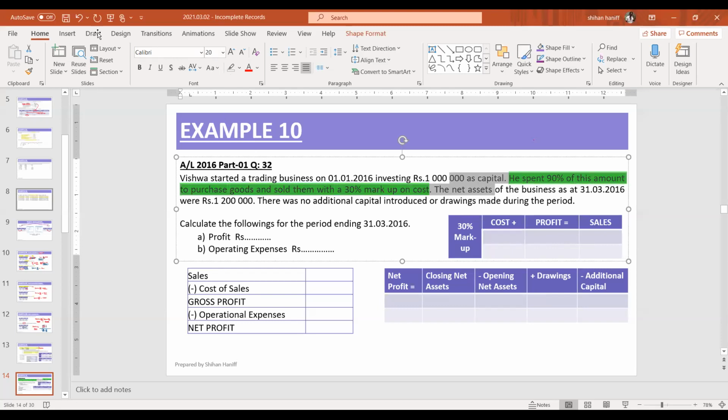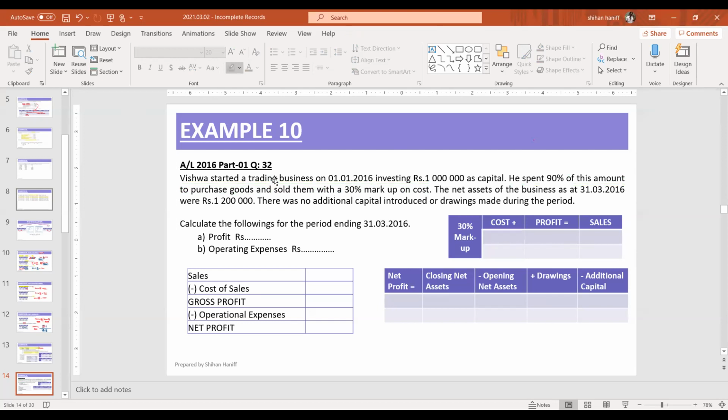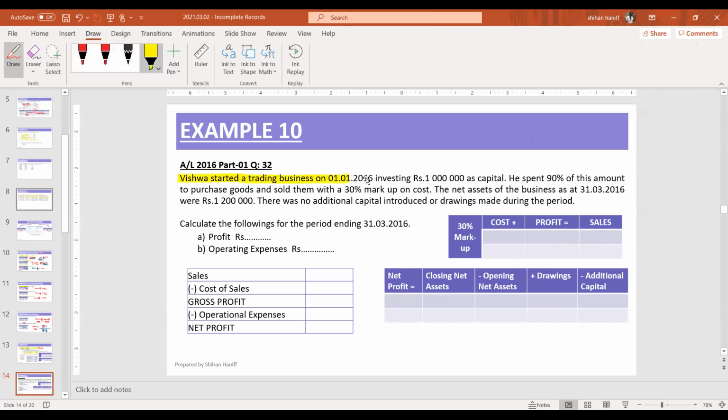Right. So let's read the question. Vishwa started a trading business on 1st of January 2016, investing 1 million as capital. He spent 90% of this amount to purchase goods and sold them with 30% markup on cost. The assets of the business as at 31st March, there were no additional capital or drawings made during the year. Right, so the requirement is to calculate the profit and operating expenses.